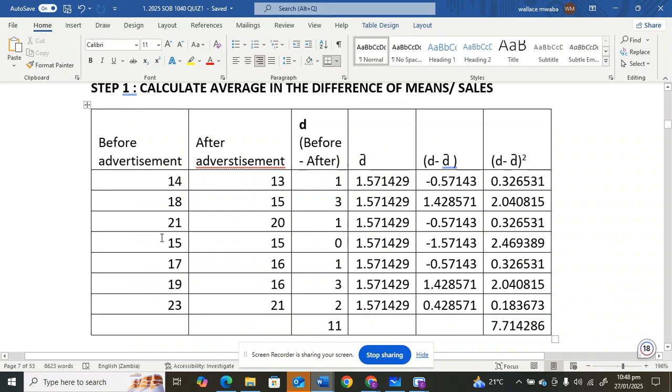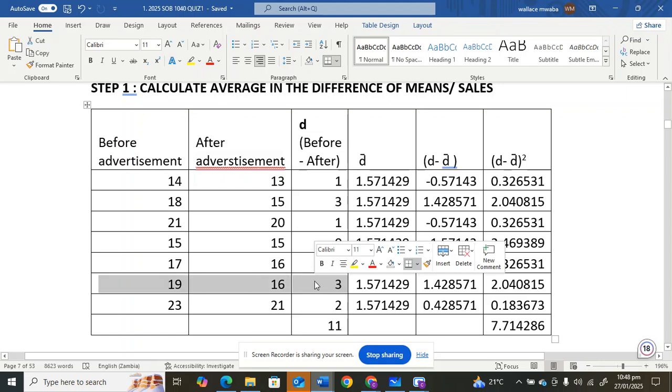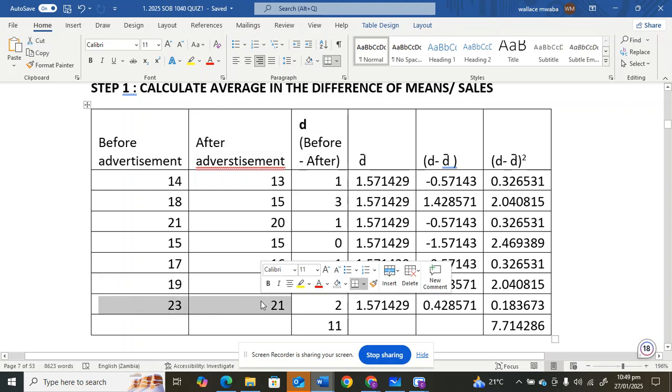So this other one, 15 before advertisement, 15 after advertisement. 15 minus 15, 0. 17 minus 16, 1. 19 minus 16, 3. 23 minus 21, 2.